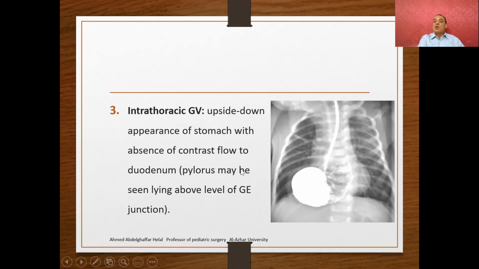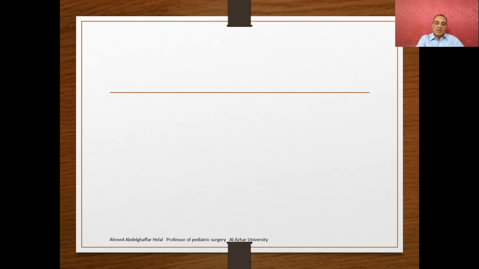Also very important, there is absence of contrast material passing to the duodenum. Usually these types are obstructed with gastric outlet obstruction. The pylorus will also lie above the level of the gastroesophageal junction. So in intrathoracic gastric volvulus, there may be a second cardiac shadow or a second fluid level behind the cardiac shadow. These double fluid levels, or the upside down appearance of the stomach with absence of contrast passage, may help the pediatric surgeon to suspect intrathoracic gastric volvulus.